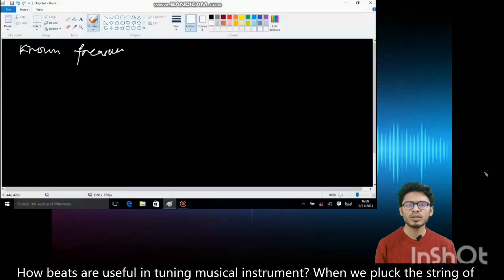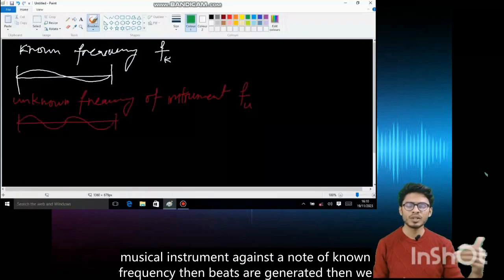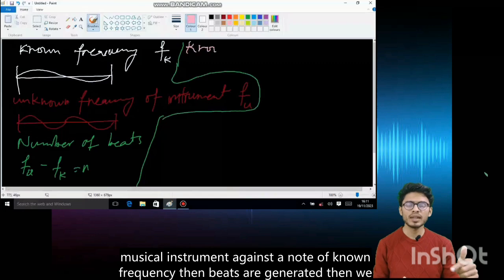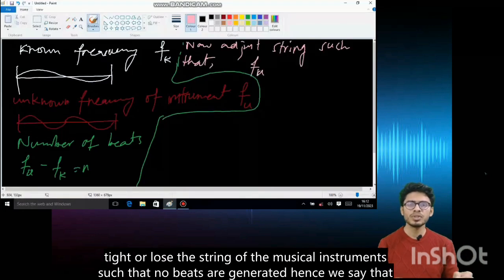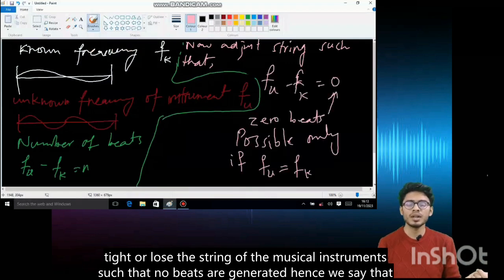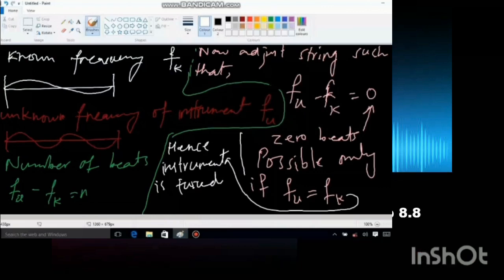How are beats useful in tuning a musical instrument? When we sound the string of the musical instrument against a note of known frequency, then beats are generated. Then we tighten or loosen the string of the musical instrument such that no beats are generated. Hence we say that the musical instrument is tuned.